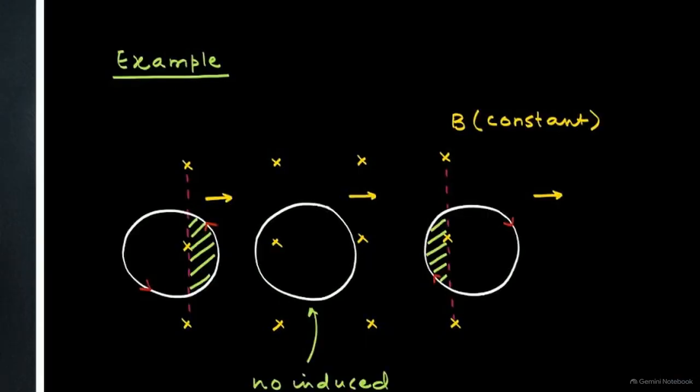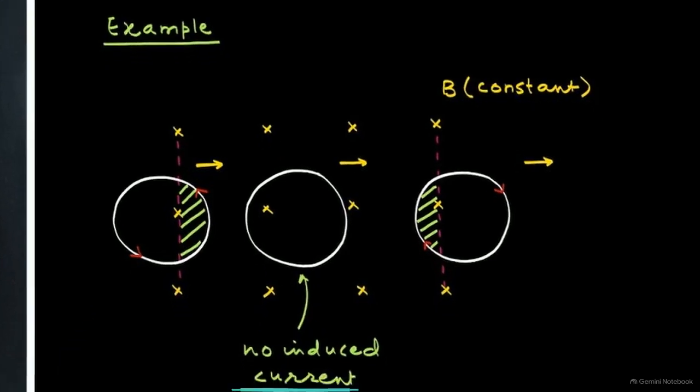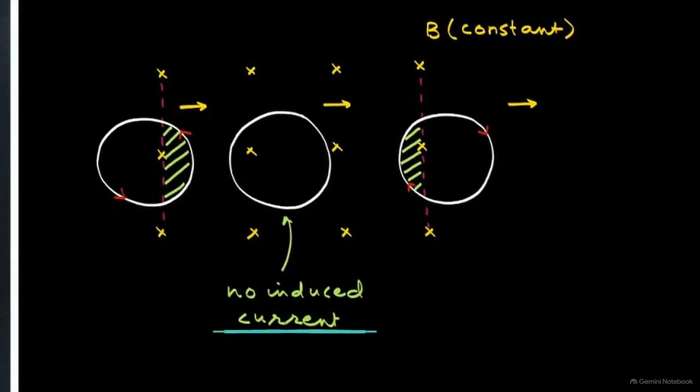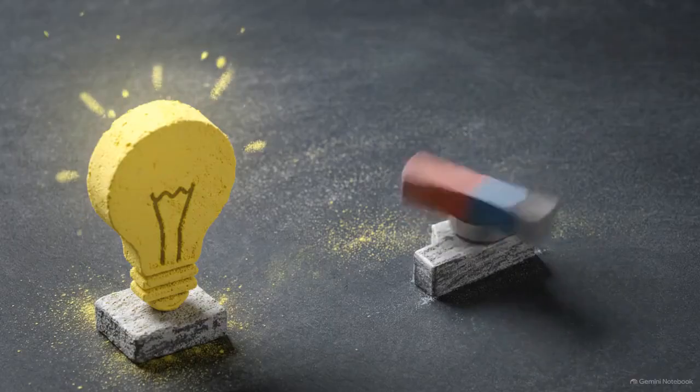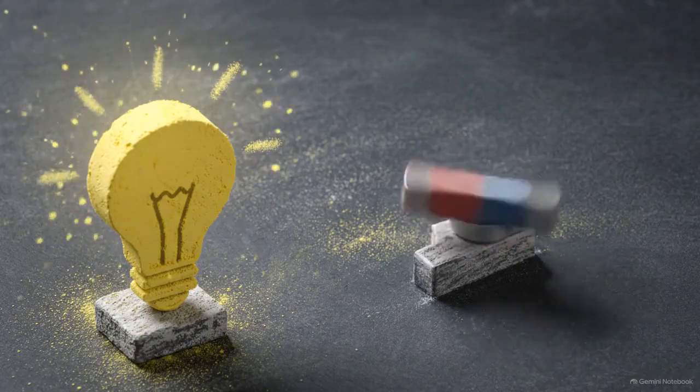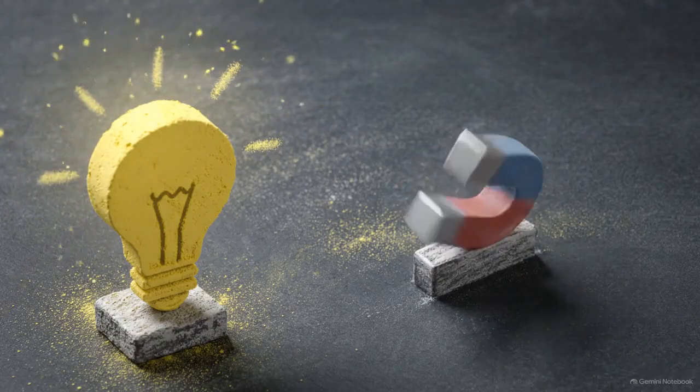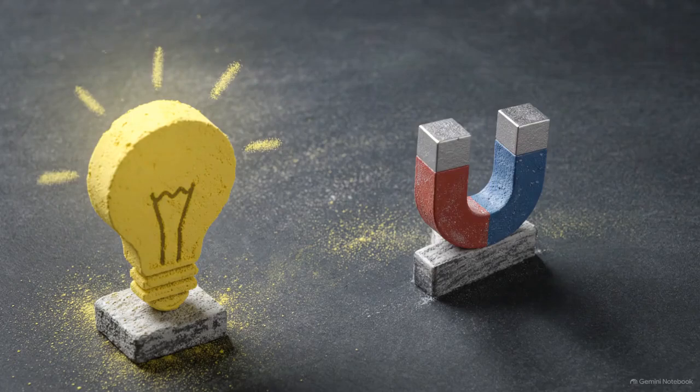Consider a loop moving into a constant magnetic field. Entering, inward flux increases, triggering a counterclockwise current. Fully inside, flux stops changing. Induction drops to zero. Sliding out, flux drops, and current reverses to clockwise to fight the loss. Electromagnetic induction only exists in these fleeting moments of physical transition. Without constant change, the electrical flow dies.